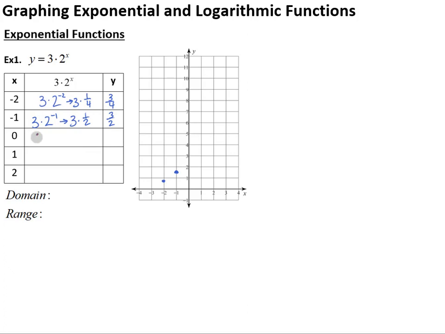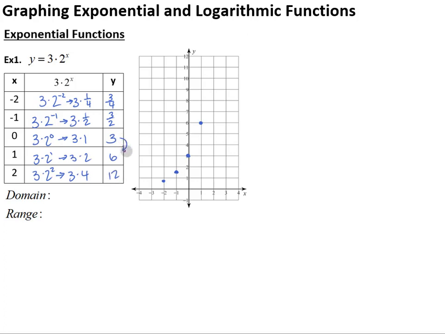Okay, plugging in 0. Remember, anything to the 0 power, except for 0, is 1. So this becomes 3 times 1, or exactly 3. Plugging in 1, 2 to the first power is 2, and 3 times 2 is 6. So when we're at 1, we're up at 6. And you'll start to see a pattern as we plug in our last one here. 2 squared is 4, and 3 times 4 is 12.